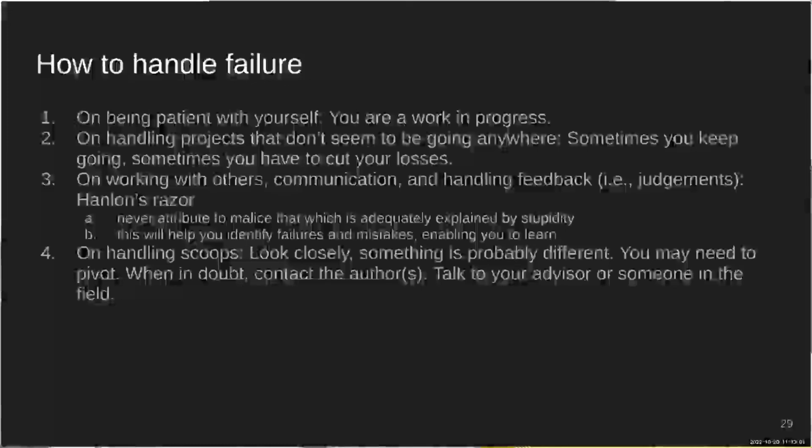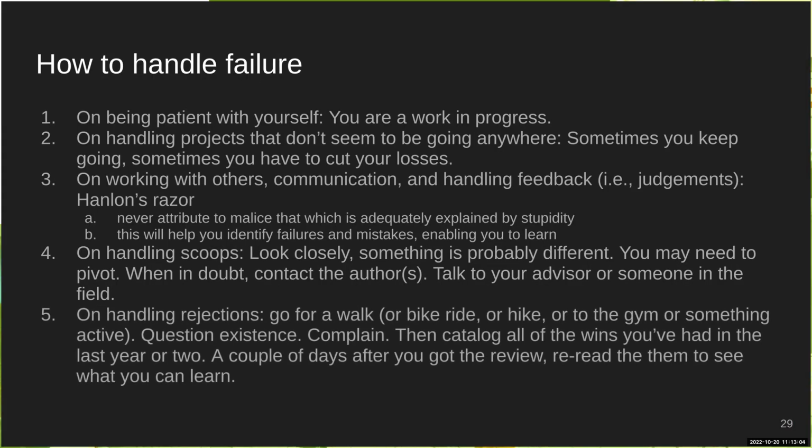That can happen. On handling rejections, you get a paper rejection. The email comes, or you get a proposal rejection, the email comes, and the first line says, "We regret to inform you..." And it hurts. It hits you really hard. So what I usually do is I get up and I go for a walk, because you can't focus on anything at that point. I go for a walk or a bike ride or a hike or go to the gym or something active, because you need to blow off steam.